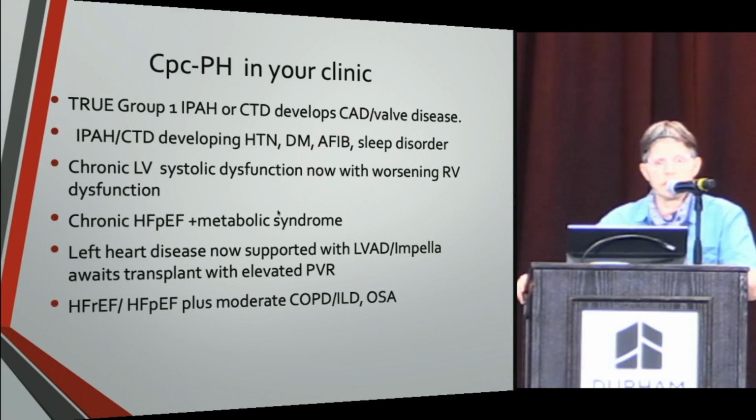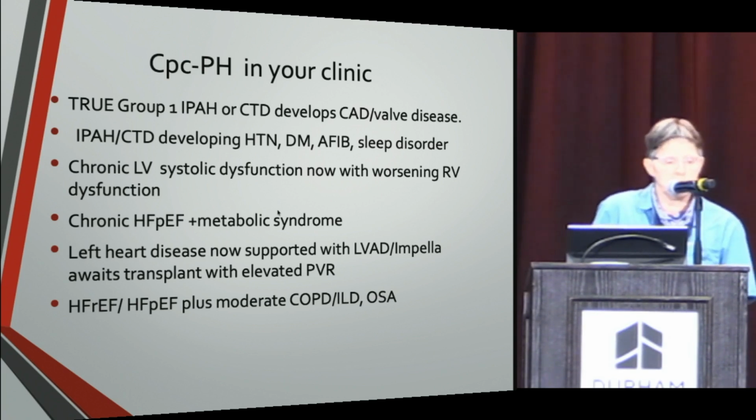So who in your clinic, this is what we want to get at. This is in the real world, what happens. So we have our true group 1 patients that maybe we've followed for years and they're clearly idiopathic, or maybe they're clearly scleroderma PH, and Steve alluded to this. Now they develop other diseases as they get older. So maybe now they have coronary disease or they have valvular heart disease and their PH is no longer as pure.